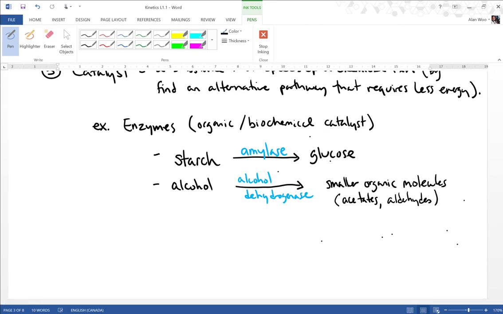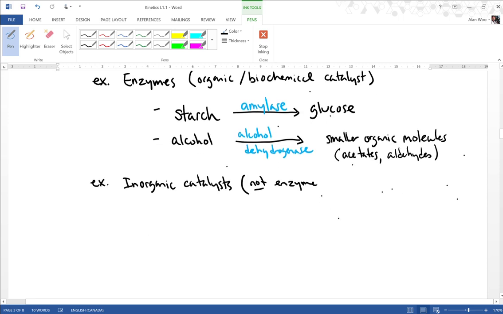Now, most people are familiar with enzymes as being catalysts, but there is another group of catalysts called inorganic catalysts. Inorganic catalysts are not enzymes because they don't necessarily work on biological organisms or systems or chemical reactions, so they're not enzymes, but they are catalysts. So that means all enzymes are catalysts, but not every catalyst is an enzyme.